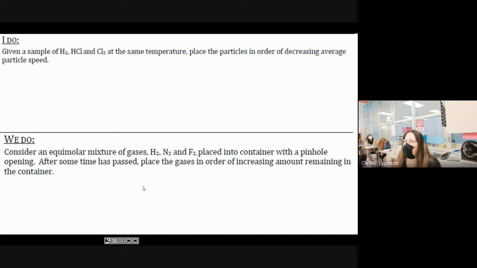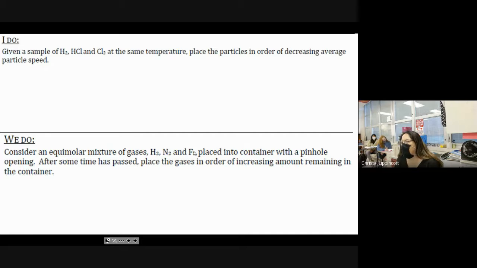What are you thinking? Which one are you going to have the least of in that container? Which one's going to get out more? H2 is going to get out more, so that's going to be the least remaining. And then what?